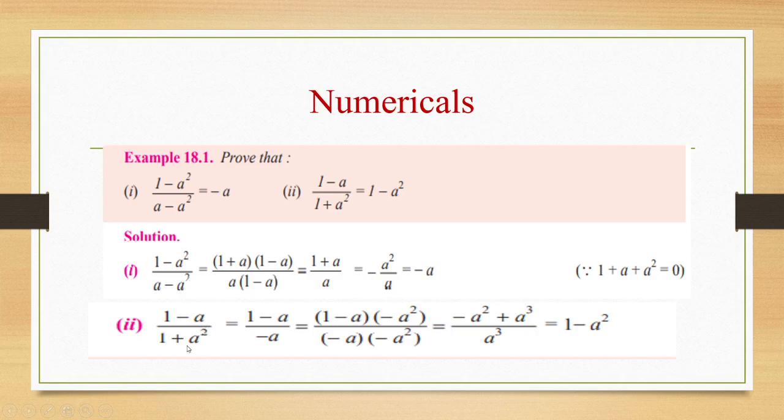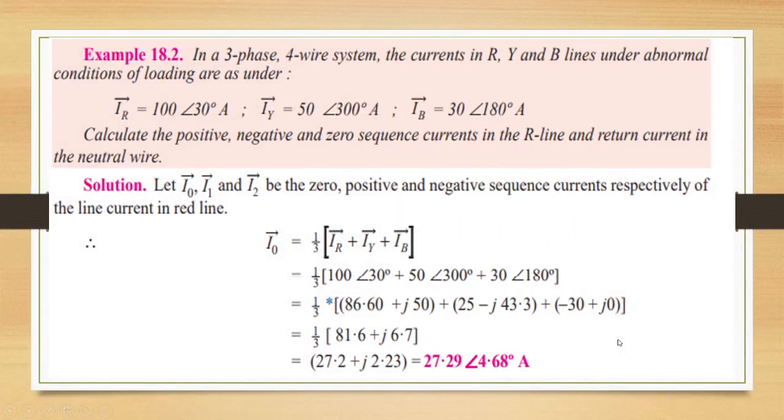So similarly, 1 minus a by 1 plus a square, we can write it by multiplying and dividing by minus a square on numerator and denominator. So its value will become 1 minus a square.